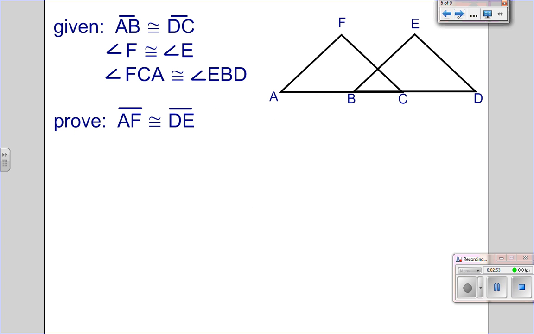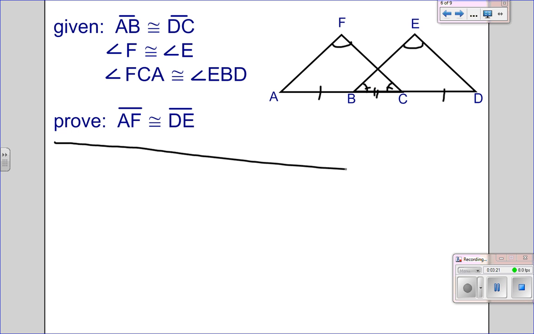Let's look at this one. It's a little more complex. Once again, pause if you need to. AB congruent to DC. Angle F is congruent to angle E. And angle FCA is congruent to angle EBD. So you have an angle, and a part of a side. An angle, and part of a side. But notice these two triangles do have a reflexive piece in BC.